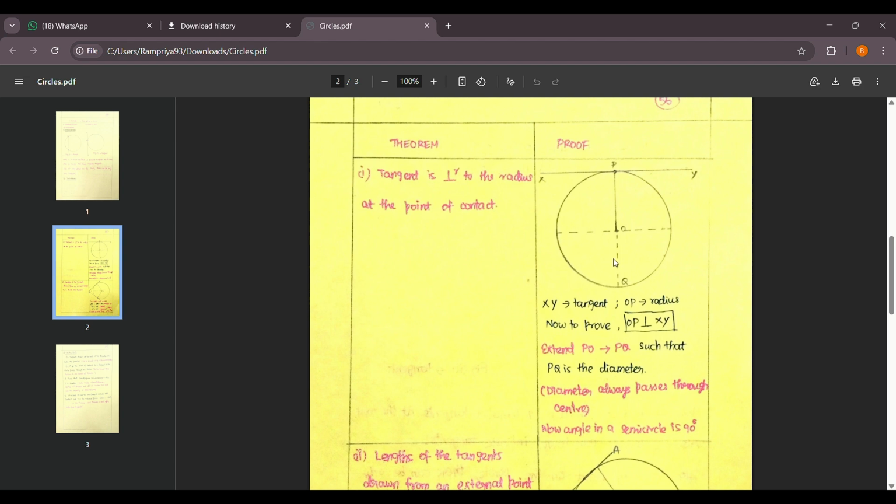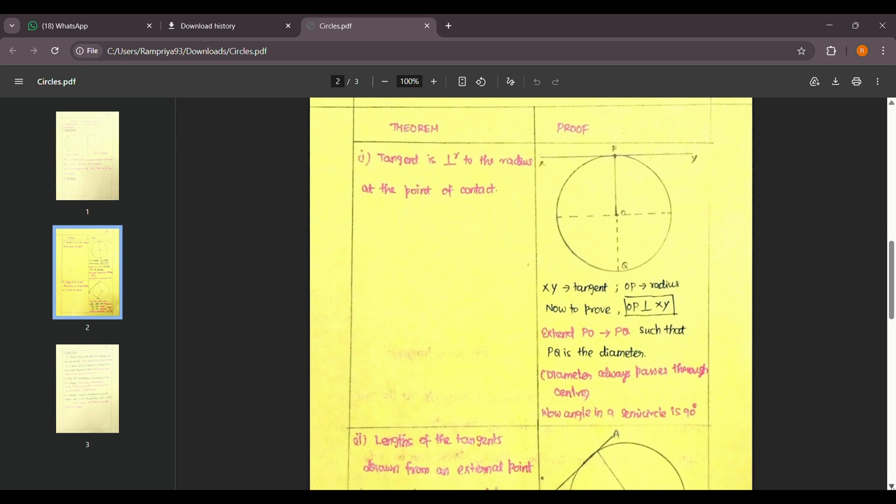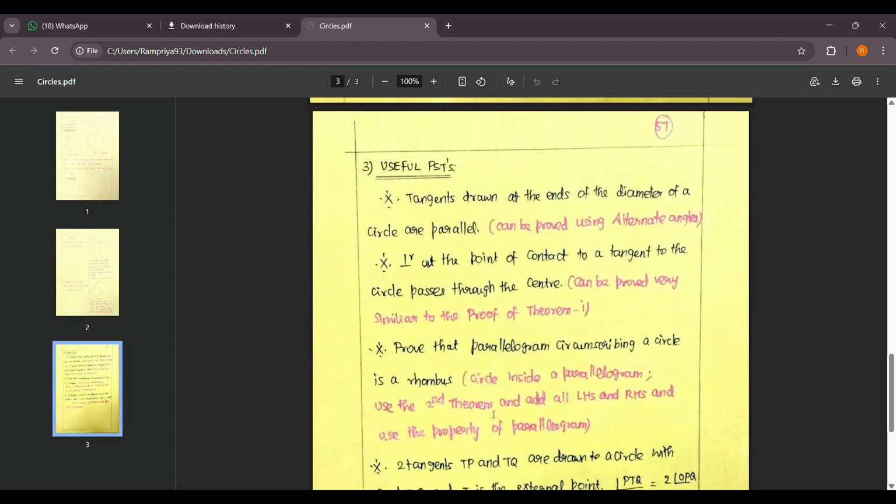So XY is a tangent and PO is the radius. Here if you extend this, you get PQ as a diameter because it passes through the center, and angle in a semicircle is 90. Same proof, you can use it for proving this property.